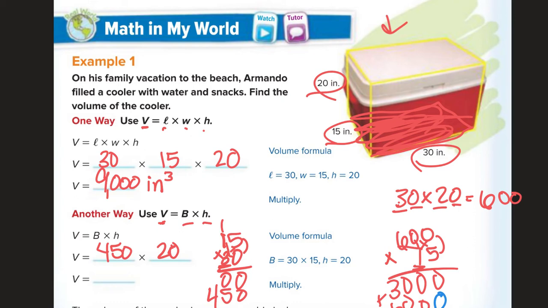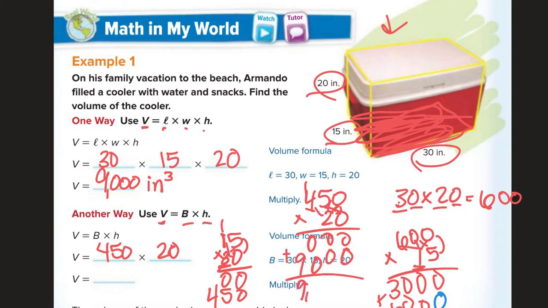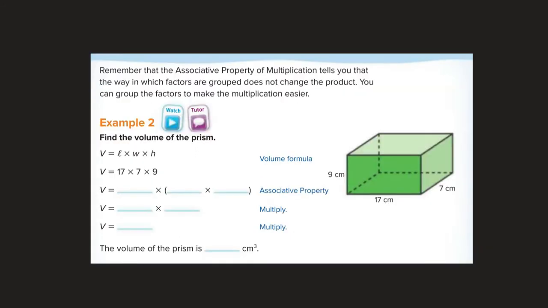Okay, so then if I do 450 multiplied by 20, as I multiply my zeros through, 2 times 0 is 0, 2 times 5 is 10, 2 times 4 is 8, plus 1 more is 9. And we get the same answer of 9,000. So the volume of the cooler is 9,000 cubic inches, or inches cubed. And there we have it.